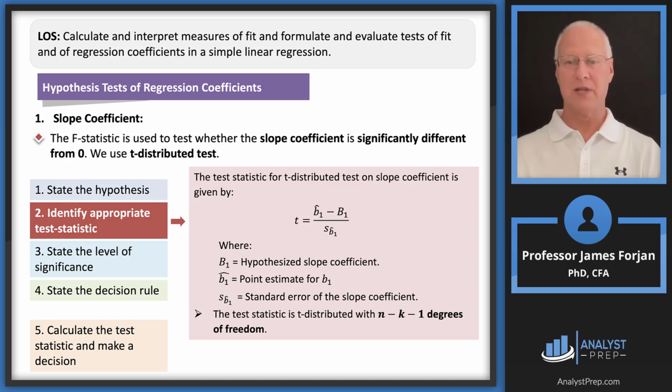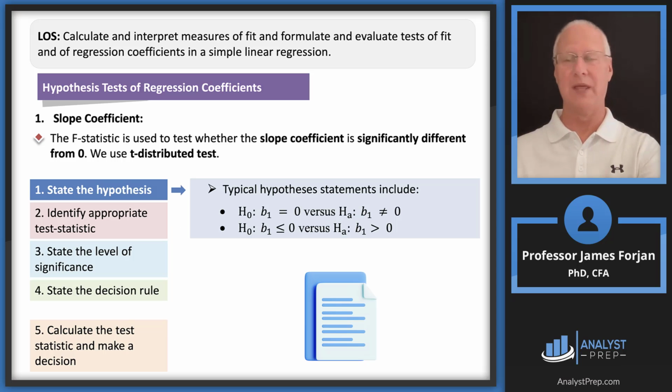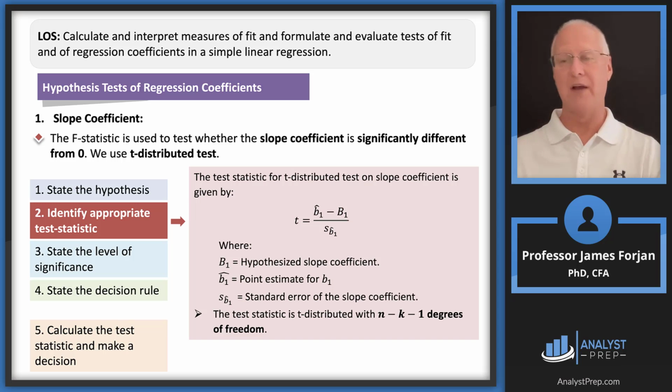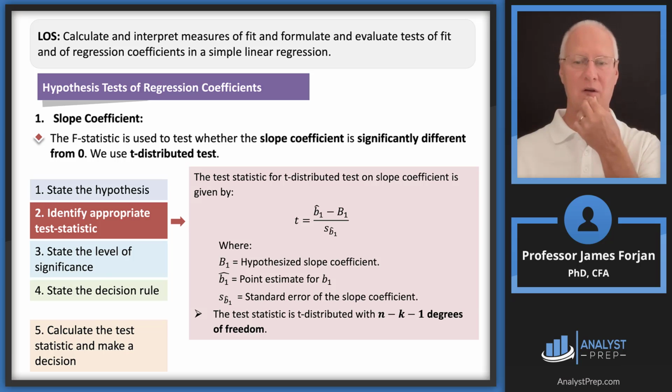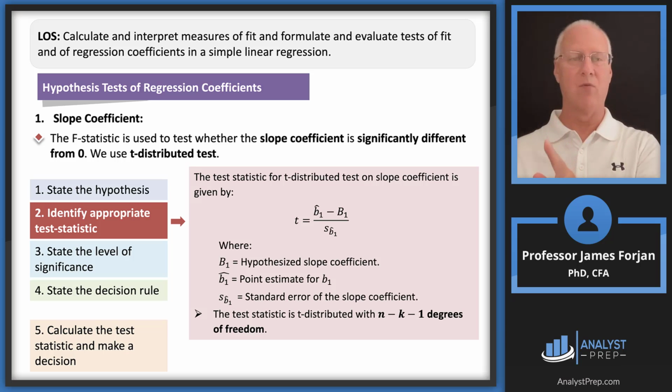All we're going to do is take the beta 1 hat, which is our point estimate from the regression model, minus the hypothesized slope coefficient. So back here in this first one, that's going to be 0, but it could be 5 or 10 or whatever those numbers. And then we divide by the standard error of the slope coefficient. And then here, k is 1, because we have one independent variable. So the test statistic has n minus 1 minus 1 degrees of freedom.